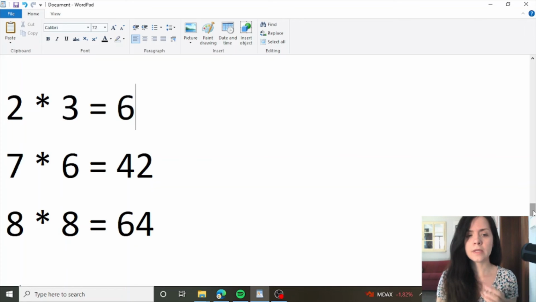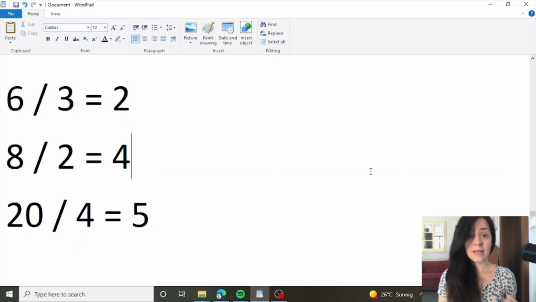Now let us multiply. So 2 multiplied by 3 equals 6 is 2 помножити на 3 дорівнює 6. 7 multiplied by 6 equals 42. 7 помножити на 6 дорівнює 42. 8 multiplied by 8 equals 64. 8 помножити на 8 дорівнює 64.